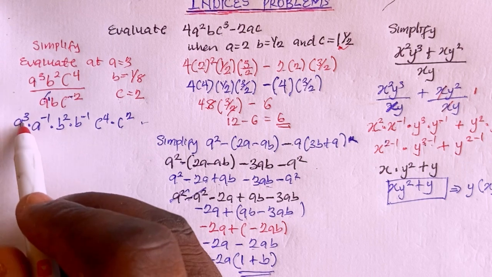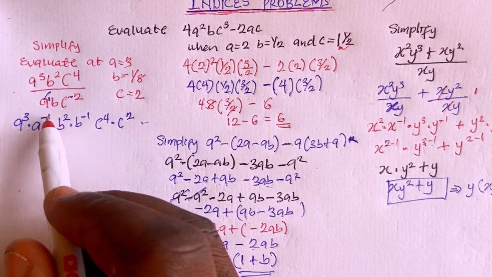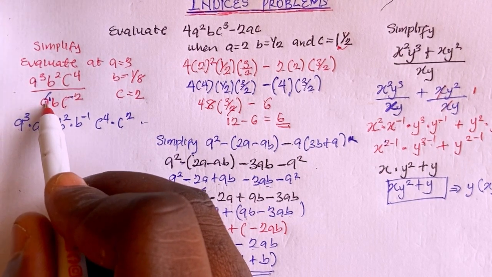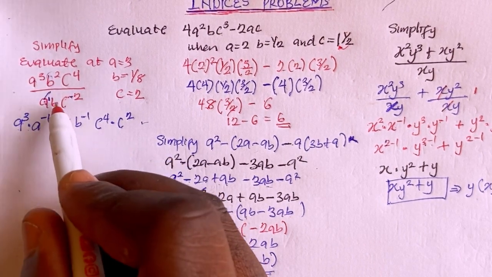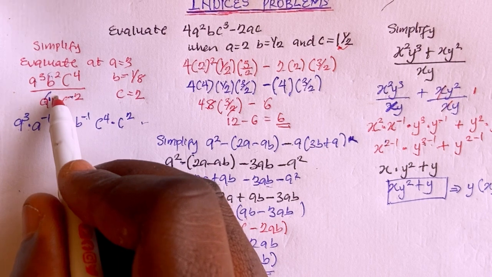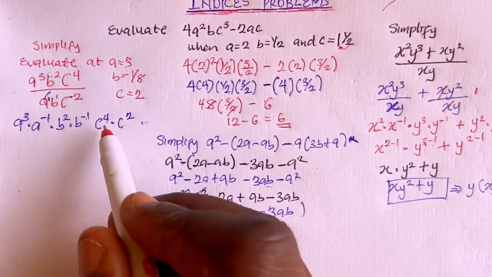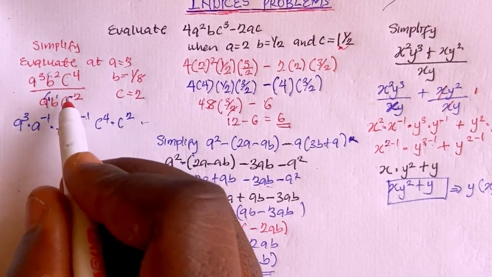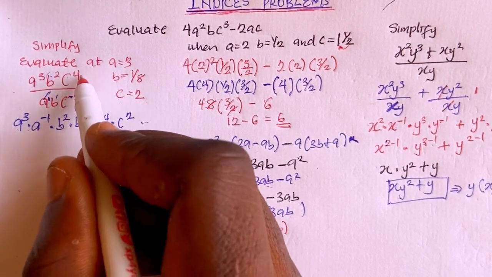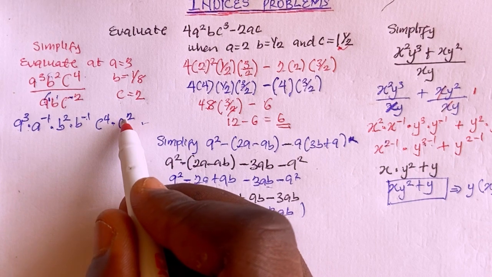I'm going to bring this down. That's a raised power 3, then multiply by a raised power minus 1, since this one is at the denominator, then multiply by b squared, then multiply by b raised power minus 1, since this one is at the denominator. After that, I'm having c raised power 4 multiplied by c raised power minus 2. So here, bringing this minus 2 to this side is going to turn it to plus 2, which is e.